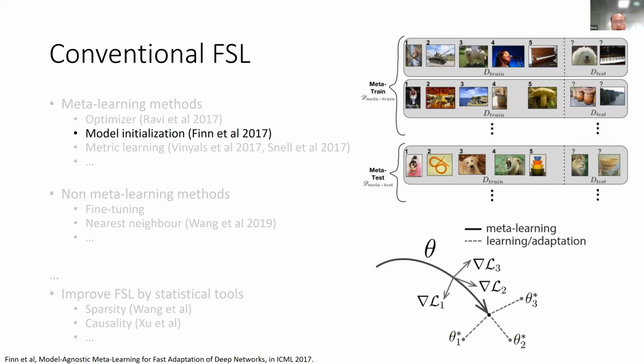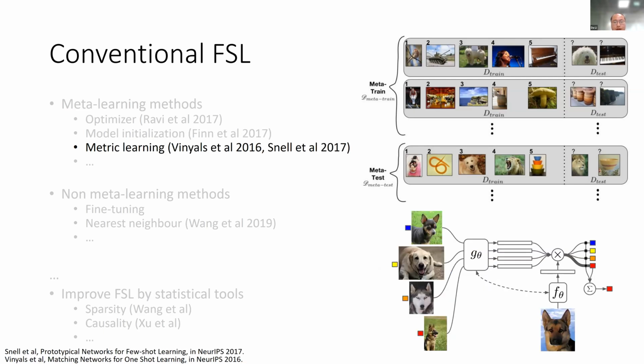And similarly, they can use a similar episodic training to optimize the model initialization. Then the model can adapt fast for the downstream novel task. And also people try to meta-learn a metric function to measure the distance between the query and the support in feature embeddings. And okay, there are also some others. I probably will not introduce them here.